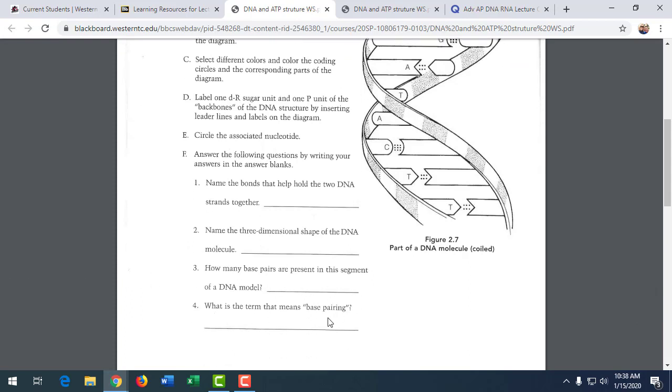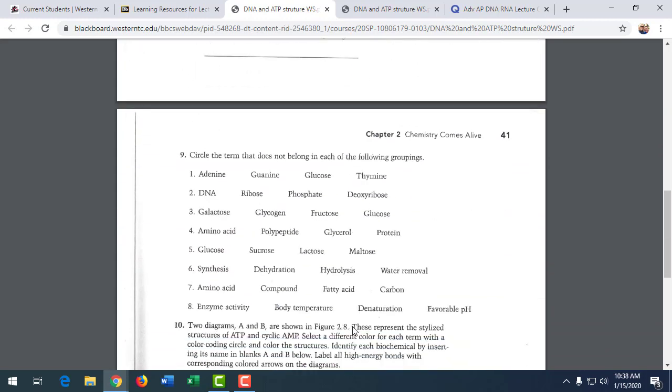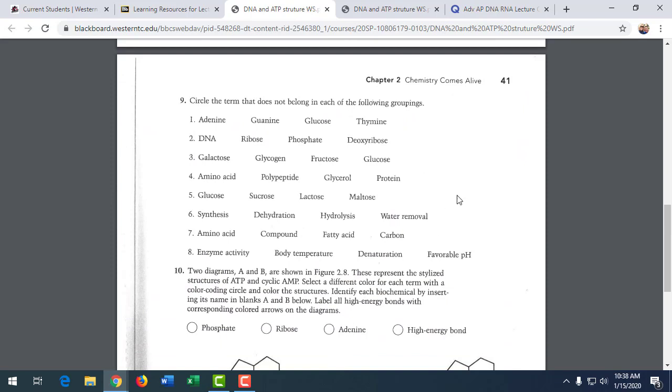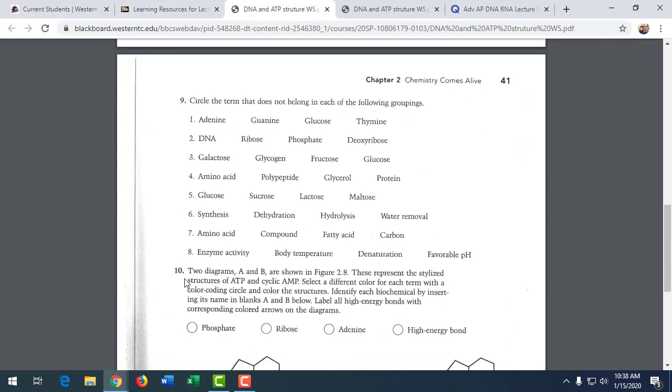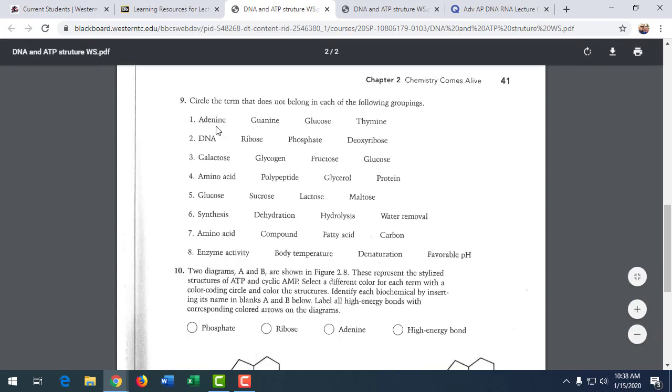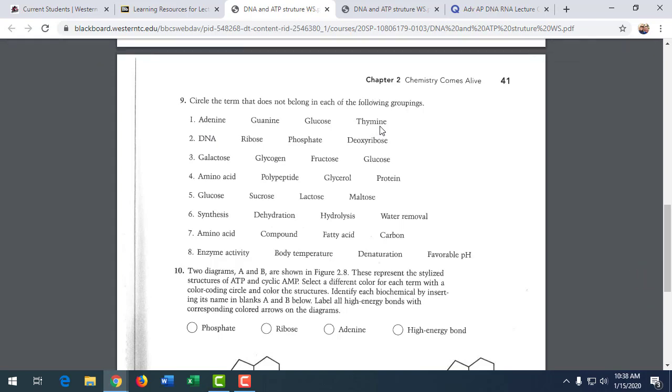Whichever answer you put is acceptable. And what is the term that means base pairing? Complementary base pairing. Yeah. There's not really a good answer for that. Complementary base pairing. And then if we look at the next set, some of these have information from the biochemistry unit, so some of these we don't have to worry about. But this first one, which one of these terms does not fit with the others? Glucose, right. The rest are all nitrogen bases, right?